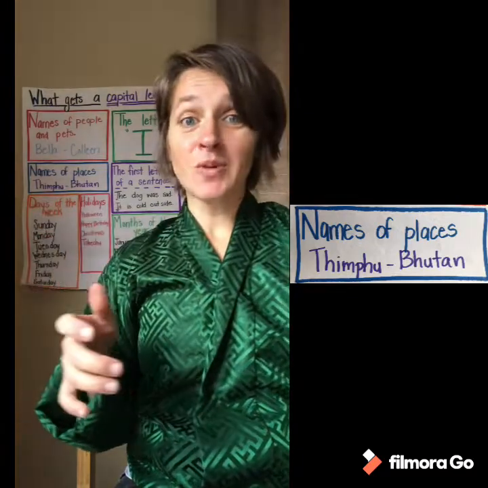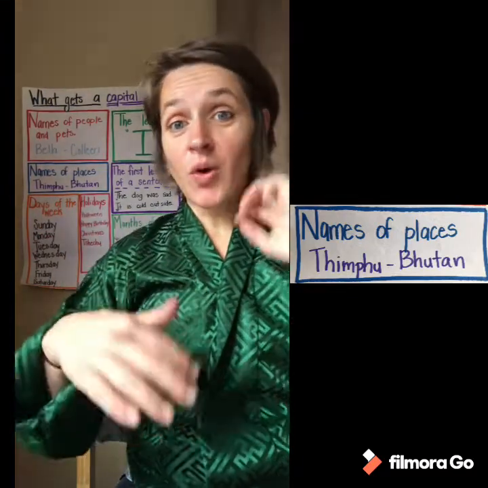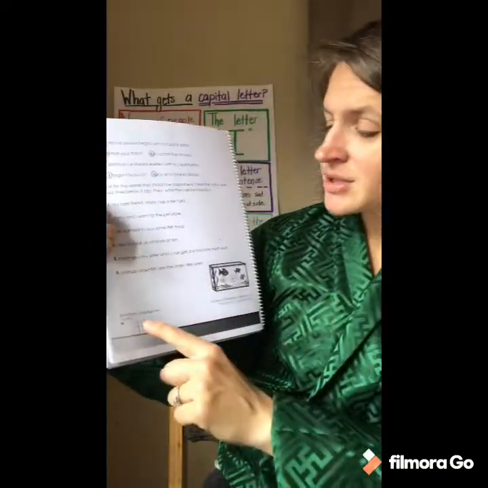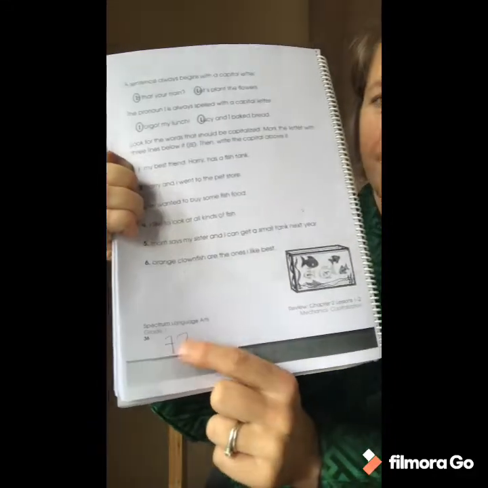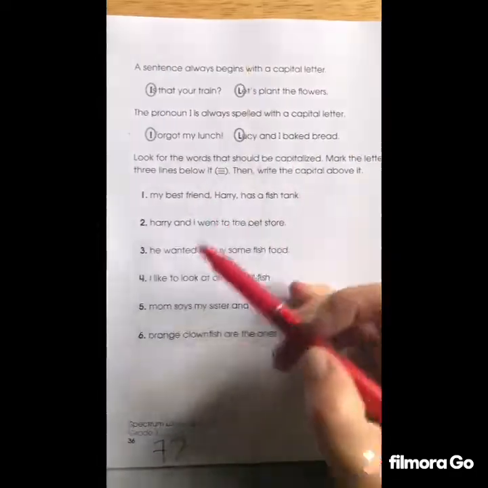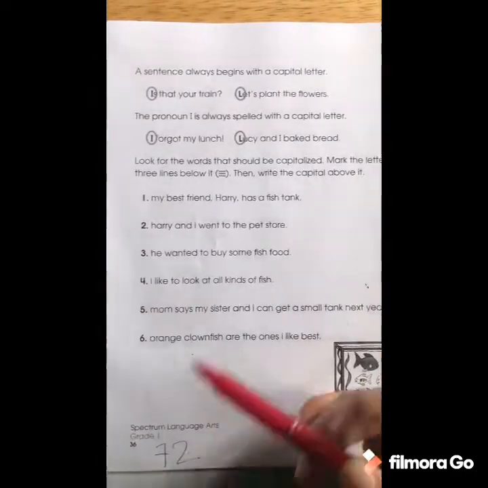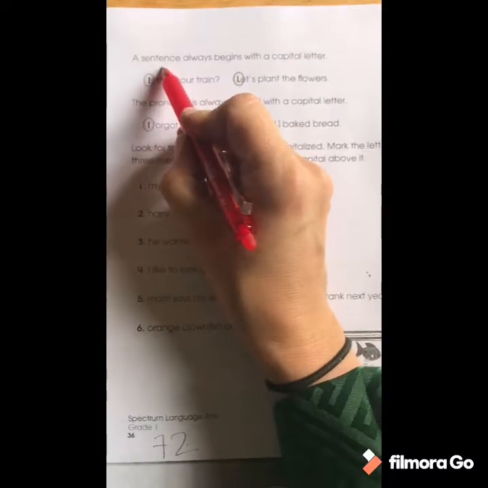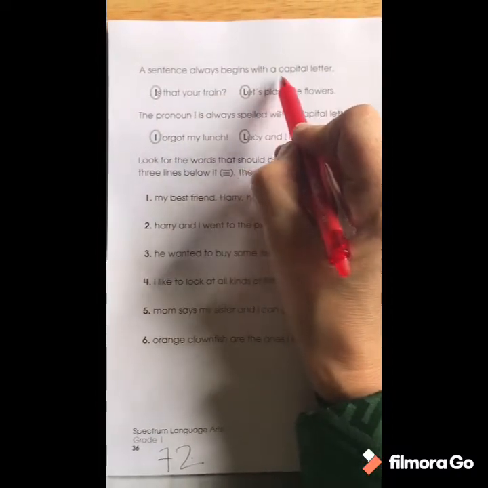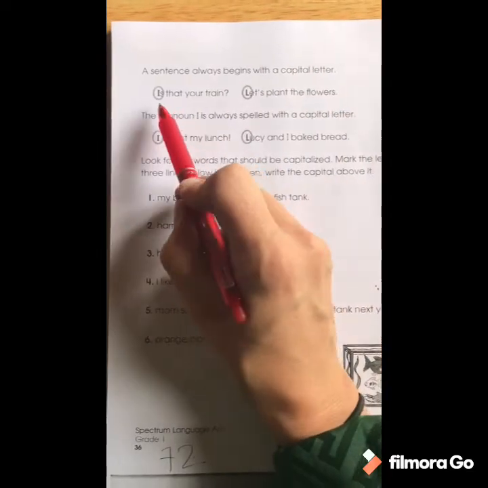So now we're going to go look in our book. Boys and girls, I want you to get your English worksheets book and turn to the handwritten number, page 72, and it has a fish tank on it, okay? Turn to page number 72, and we're going to start doing some of these pages together. Okay, so we are on page number 72, and it says at the top, a sentence always begins with a capital letter. So here are some examples.